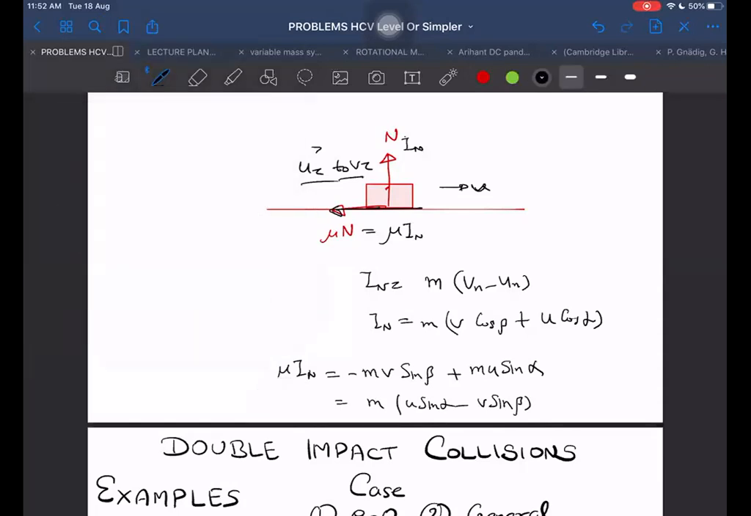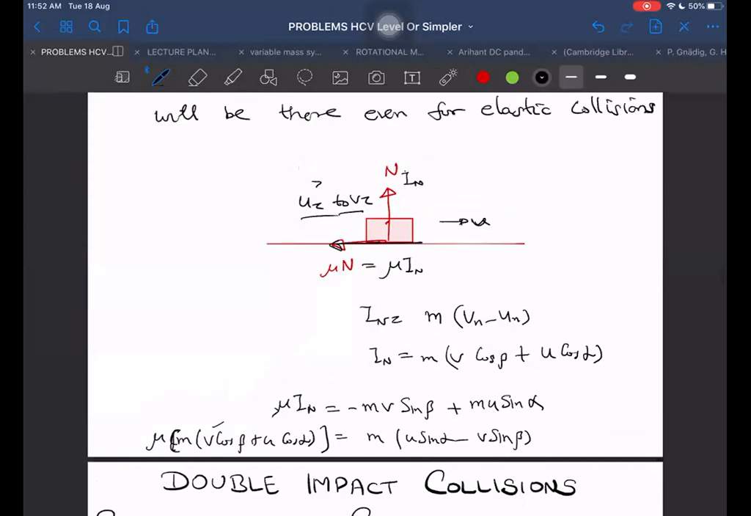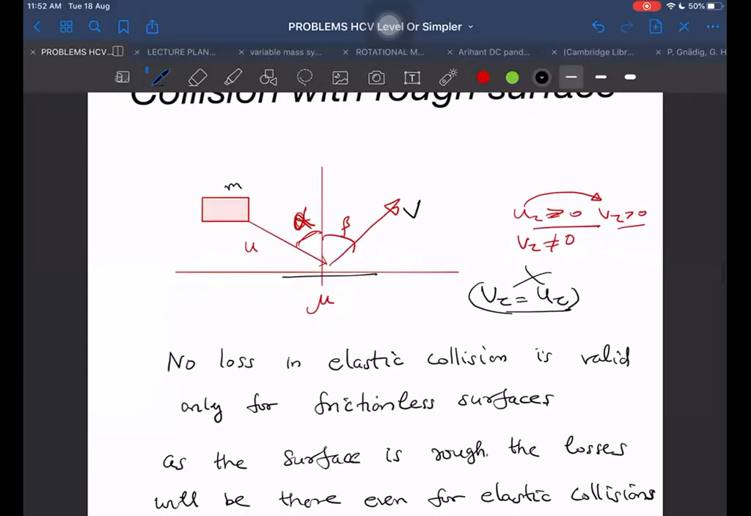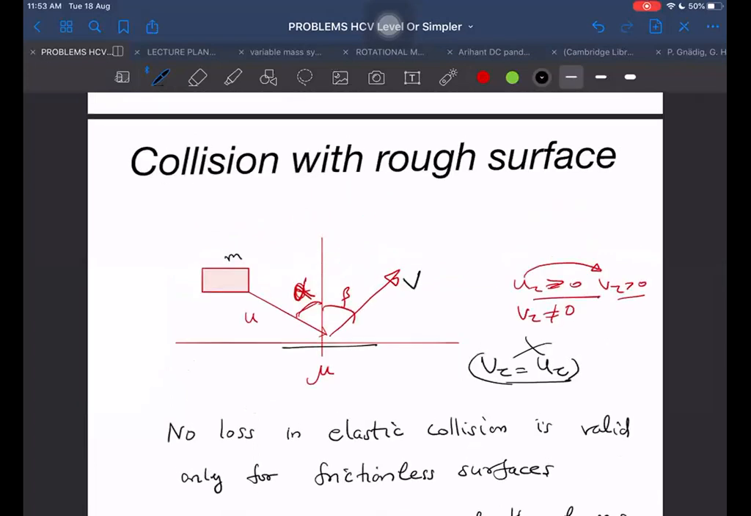Yes, sir. I think it is enough to get the value of v, because I can write it as m into u sin alpha minus mu n cos beta plus u cos alpha. Then we get v from here, then we can get the kinetic energy, then we can find out the energy lost also. So yes, energy can be lost in case of inelastic collisions. This was the main idea why I took this question here.